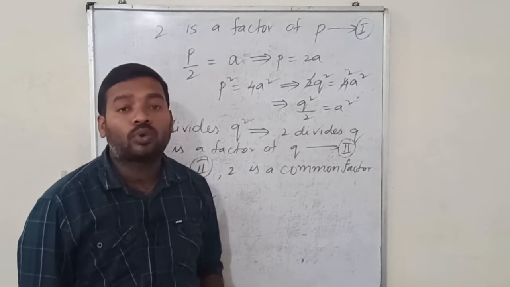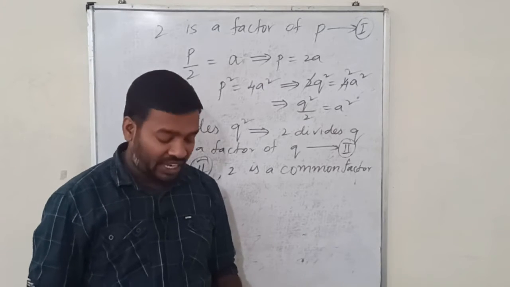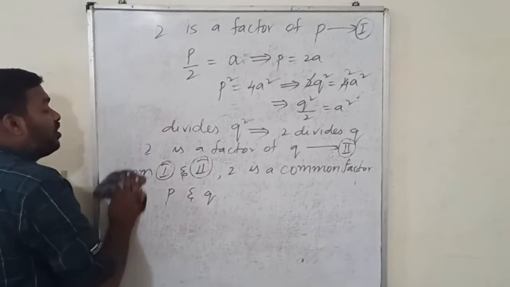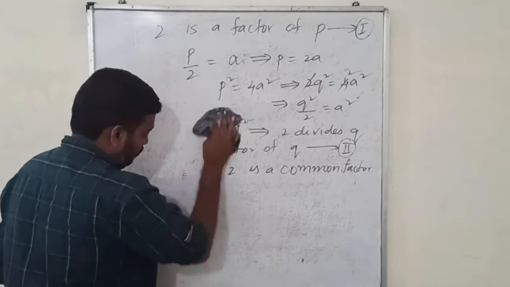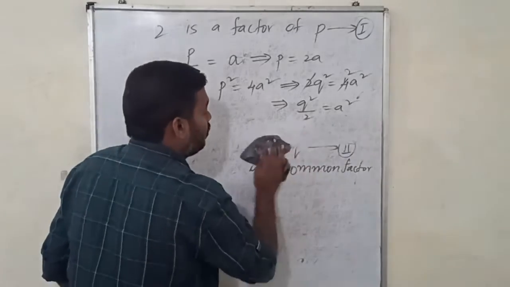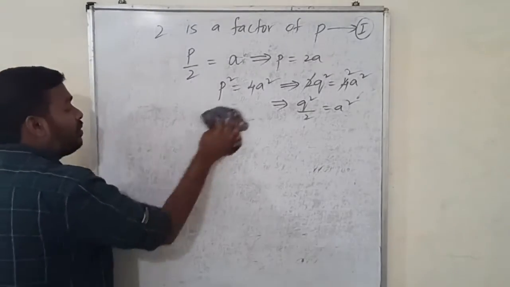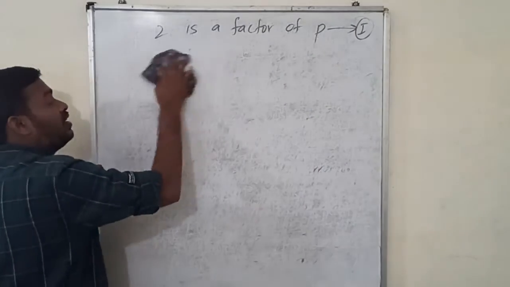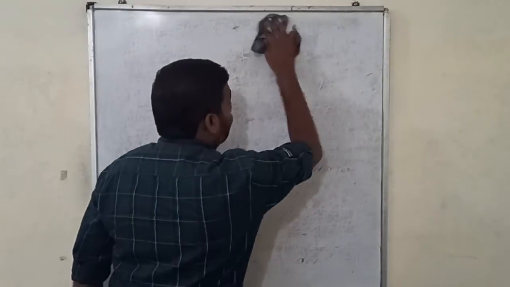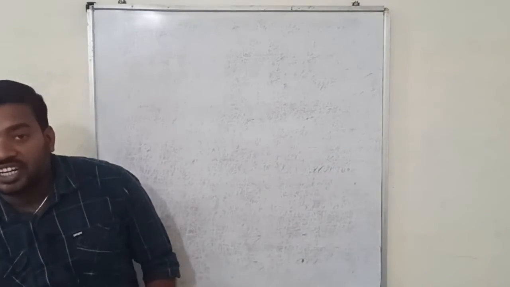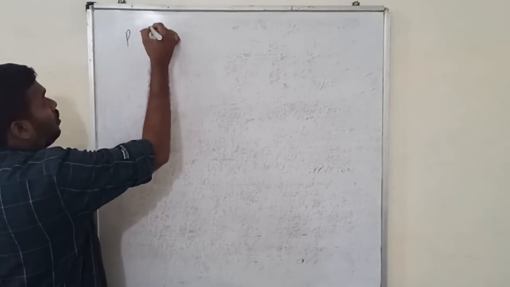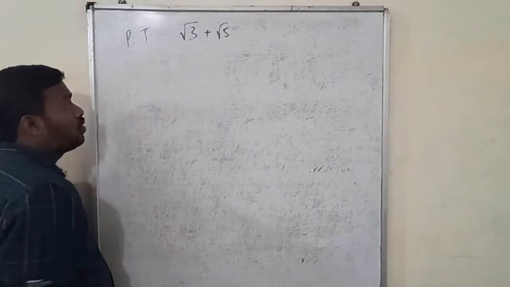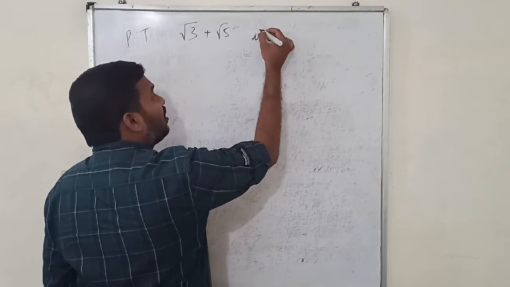This is how we can prove that the square root of a prime number is irrational. Now let's go for a problem. Prove that root 3 plus root 5 is irrational. Here we have proved that the square root of a prime number is irrational. Now we are going to prove that the sum of square roots of prime numbers is irrational.